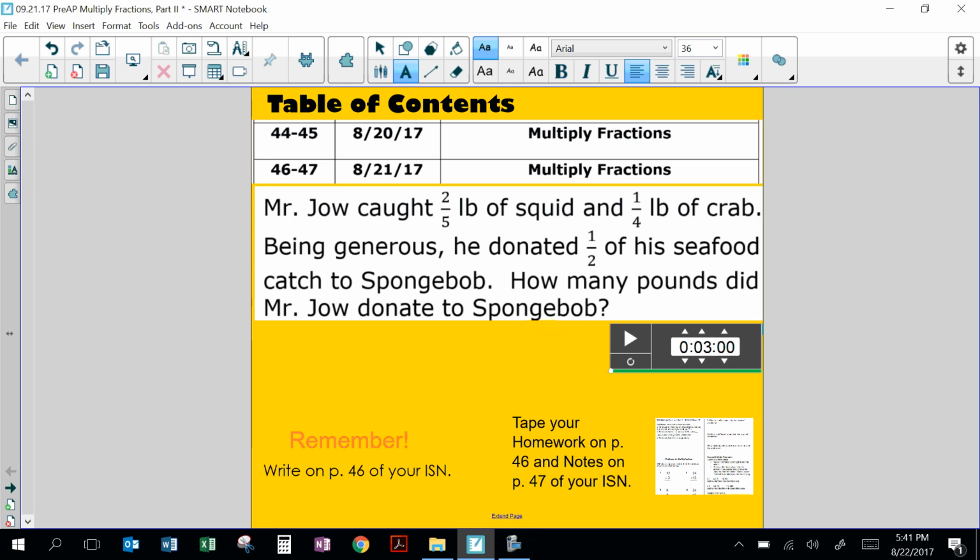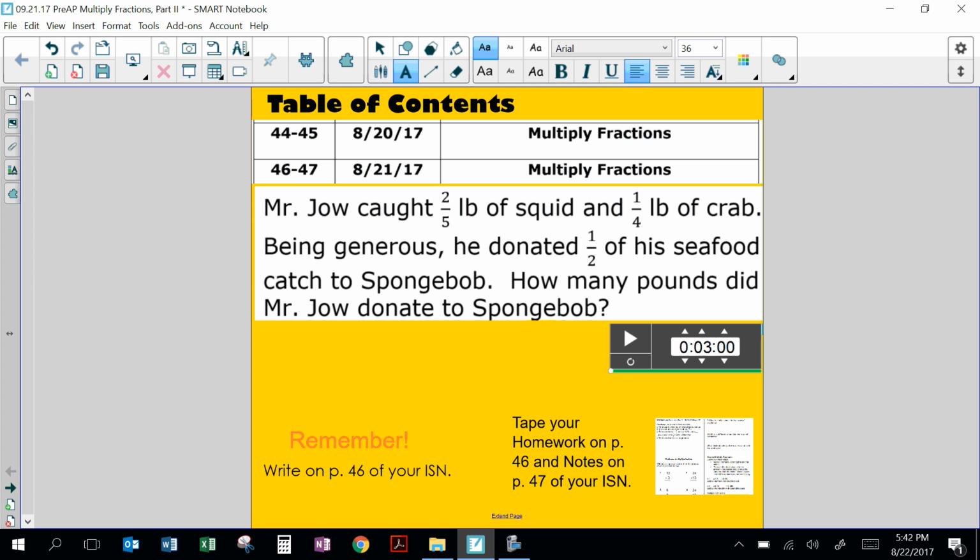Hello, this video is how to multiply a fraction, our second video on this topic. Let's look at our number routine. I caught 2/5 pounds of squid and 1/4 pound of crab. Being generous, I donated half of my seafood catch to SpongeBob. How many pounds did I donate to SpongeBob?